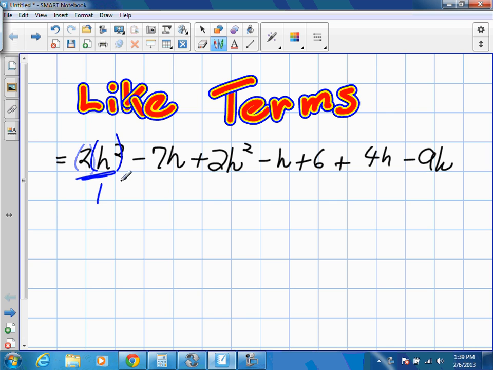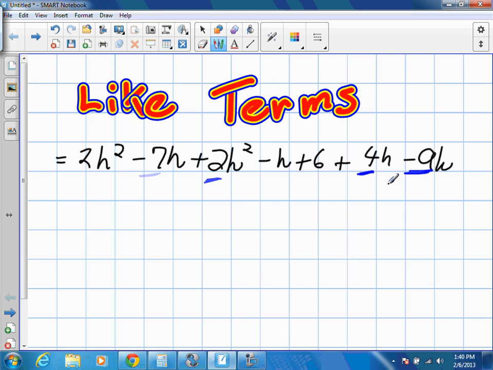So there's actually 1, 2, 3, 4, 5, 6, 7 different terms in this question. We have to figure out which of the terms are like terms. And in order to do that, we have to look at the variables. Now, attached to these variables are numbers. Does anyone know what those numbers are called that are in front of a variable?